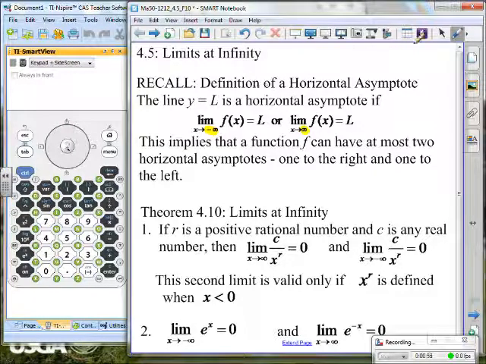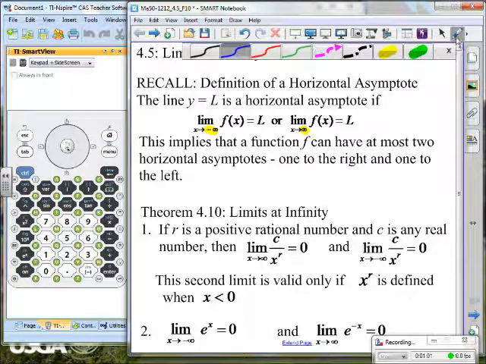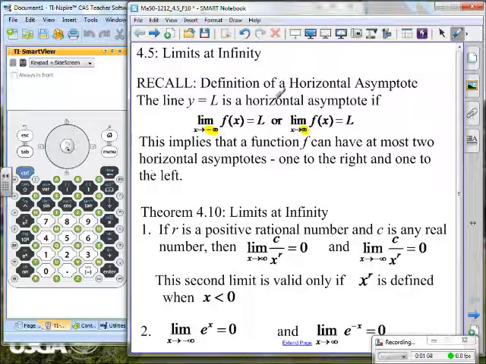Now I say recall because you've had this information before. You've studied this in Algebra 2 and maybe Advanced Math. Did you talk about horizontal asymptotes? Just pause for a moment and let's think about that. What is a horizontal asymptote? How would you describe it? How would you see it? What would you expect to see on the graph if one had one?